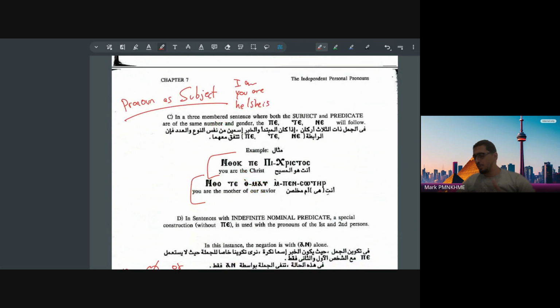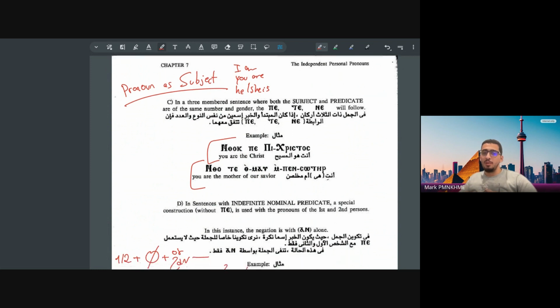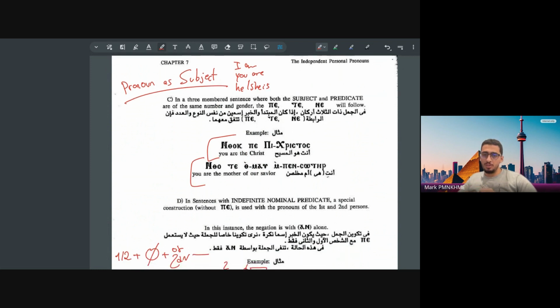Next part is you just treat it like any subject, like I am, you are, he, she is. Very simple. Enthok pepi Christos, you are Christ. It can mean it is you, the Christ, but in this place we can't tell. But if you say enthote ethmao empensotir, that can only mean you are the mother of our Savior. Cool?